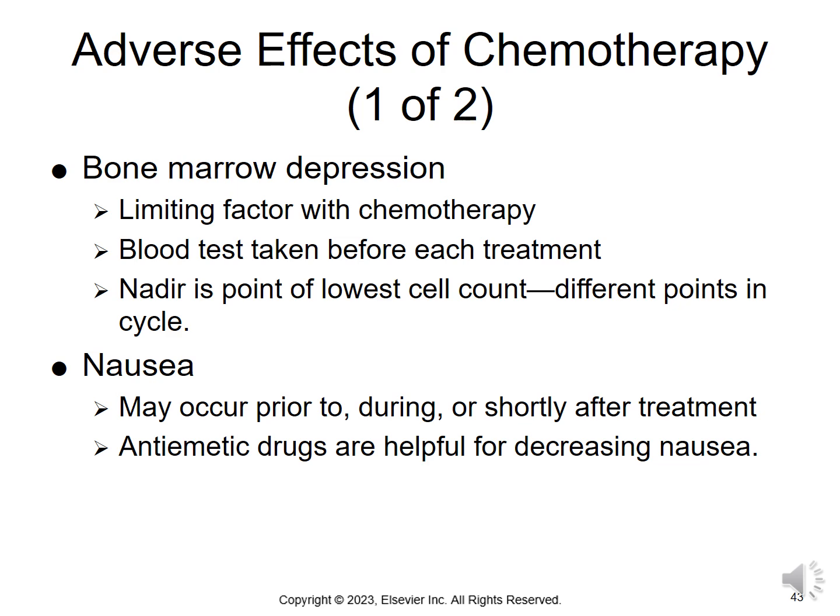Now, along with the good comes the bad. Here, we'll have some adverse effects from that chemotherapy. Bone marrow depression is the limiting factor with chemo, and we can sometimes have dangerously low blood counts that require the client to receive transfusions or require us to stop the therapy until the bone marrow is able to recover. The nadir is the lowest cell count of neutropenia or leukopenia, and it can occur at different points in the cycle depending on the particular drug. So this is when your white blood cell count is really at its lowest.